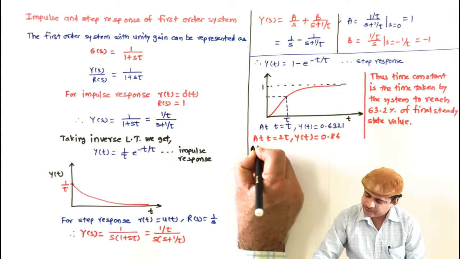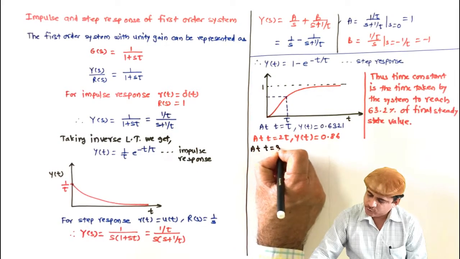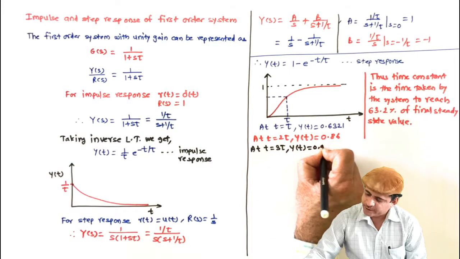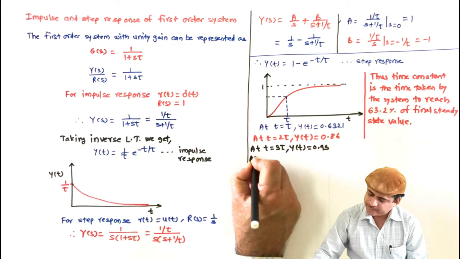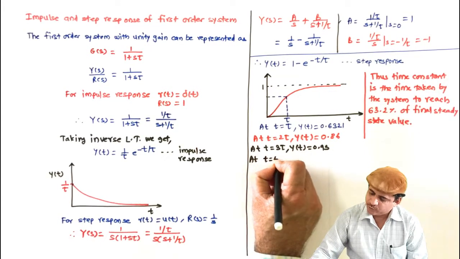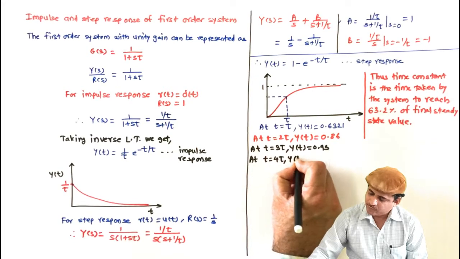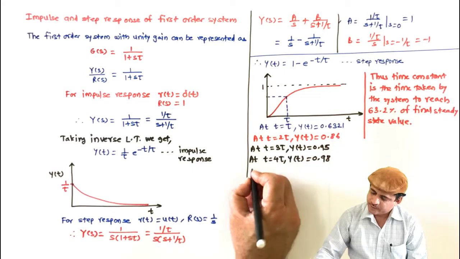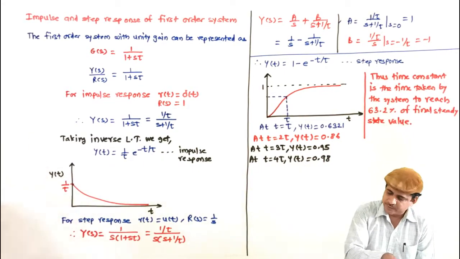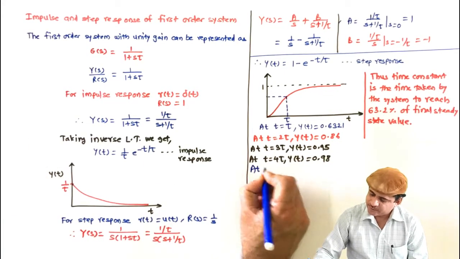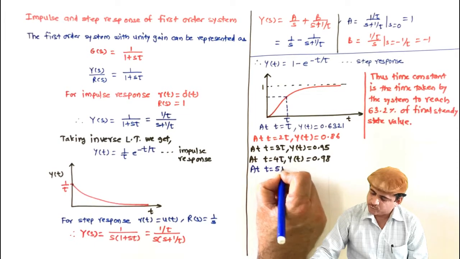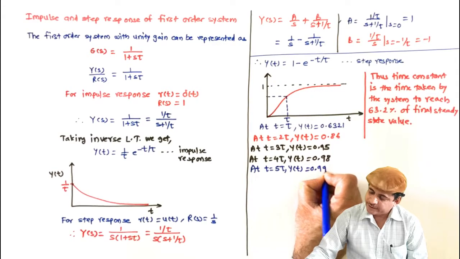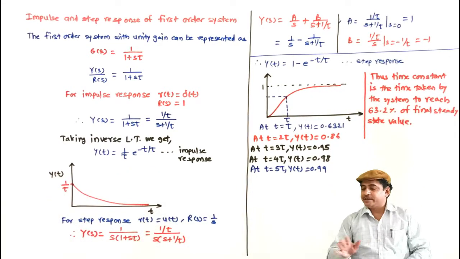Why I am doing this, I will tell you later on. It is useful. At 3 tau, y of t is equal to almost 0.95. At t equal to 4 tau, y of t is equal to 0.98. And at t equal to 5 tau, y of t is 0.99 almost. So what does it tell you?